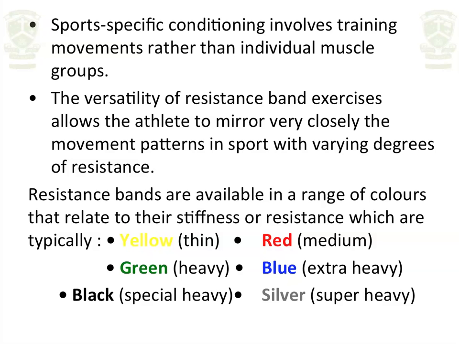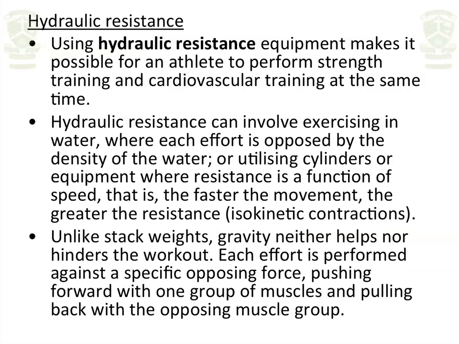So, for example, you can mirror a throwing action by securing the resistance band to a pole behind you and holding onto it and mirroring a throwing type action, which is going to give you some sort of resistance. You might have noticed that the resistance bands come in different colours. And that relates to how hard the resistance is. So generally this is the pattern followed, with yellow being the lightest, silver being the heaviest. And when we say lightest and heaviest, we mean lightest resistance and heaviest resistance.